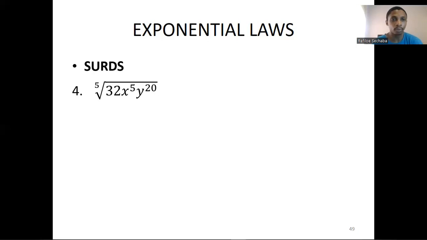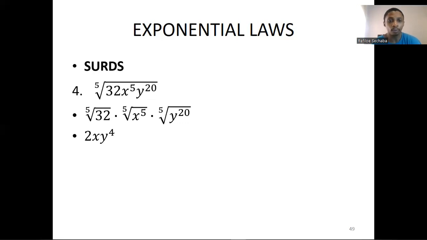You will find the fifth root of 32, the fifth root of x to the exponent of 5, and then the fifth root of y to the exponent of 20. Now, what will be your final answer here? The fifth root of 32 is 2, correct. What about the fifth root of x to the exponent of 5? It'll be x to the exponent of 5 divided by 5, which is x to the exponent of 1, multiplied by y to the exponent of 4.